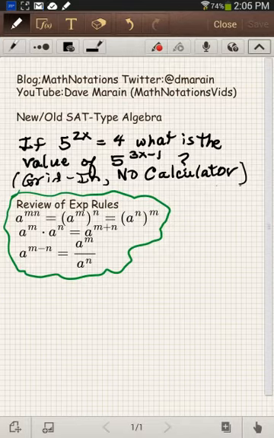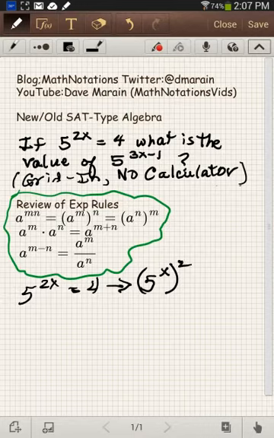Step 1, we have 5 to the 2x equals 4. Solving for x directly would involve working with a graphing calculator, logs, and so on, but that is not necessary in this question. So we're going to rewrite the exponent, the power expression, as 5 to the x squared equals 4. Can you see which rule we used here?